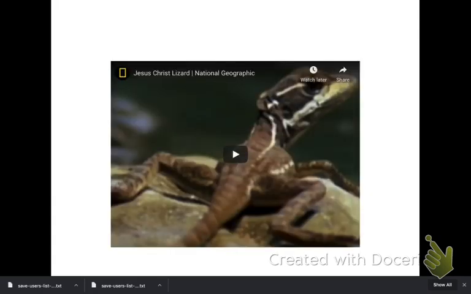Here's a video for you to watch. I'll clip it into your note-taking guide. It's this lizard that can run on water, partially due to surface tension and partially due to kind of the water displacement because his feet are kind of big.